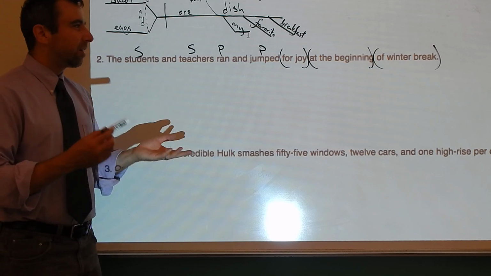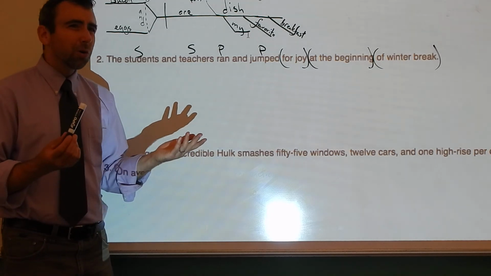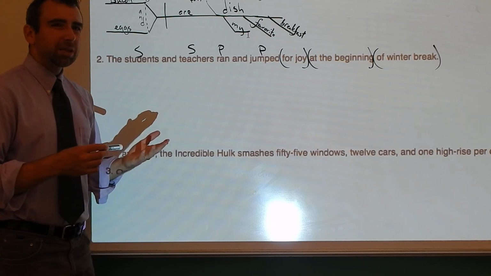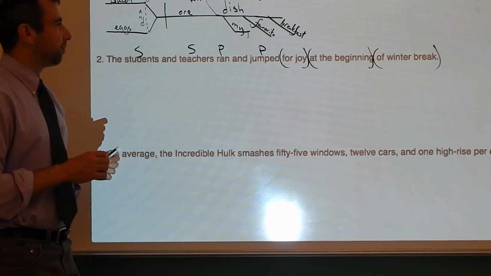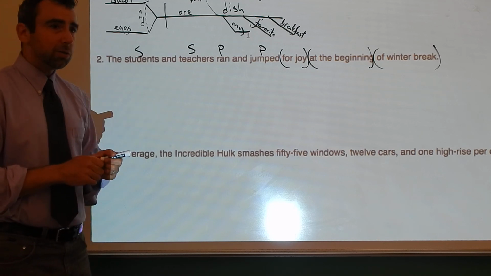Well, you could kind of argue that joy is the reason, the person or thing to whom or for whom they're running and jumping, but usually an indirect object is a person, so I'm going to let that one go. Please take a minute to label the parts of speech of your sentence.